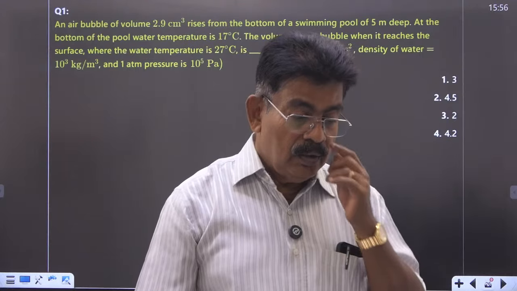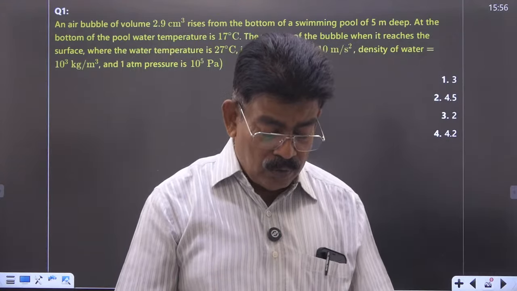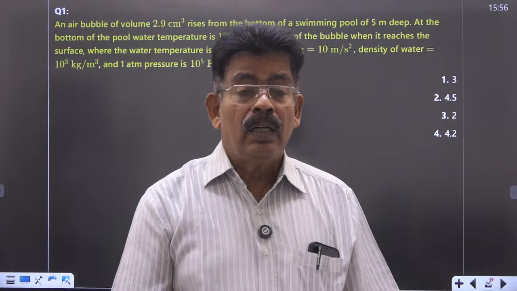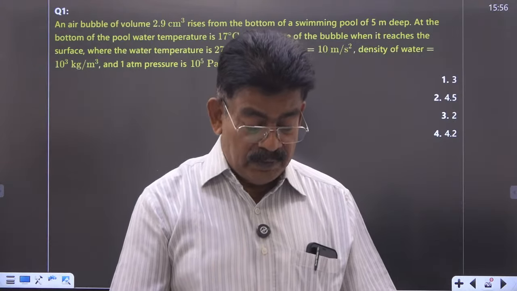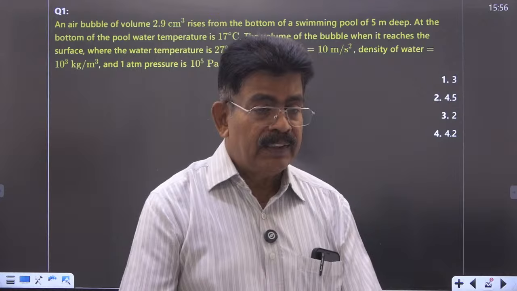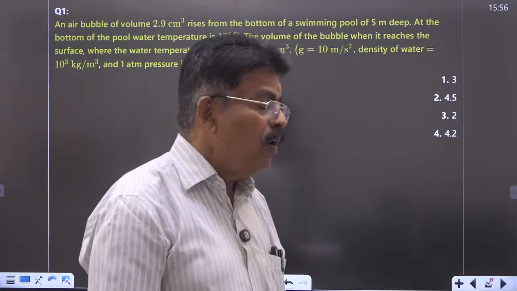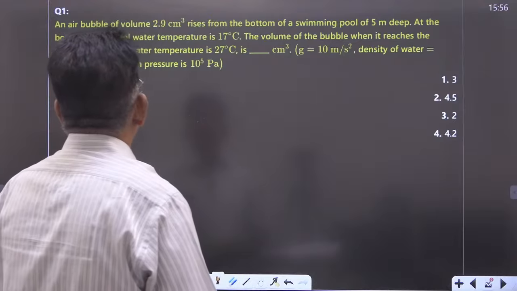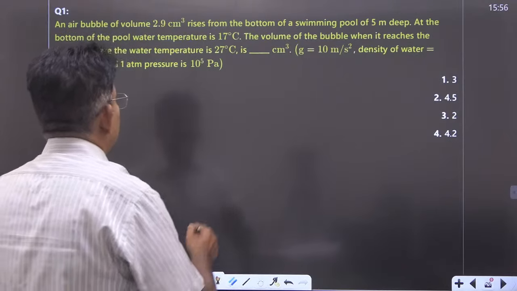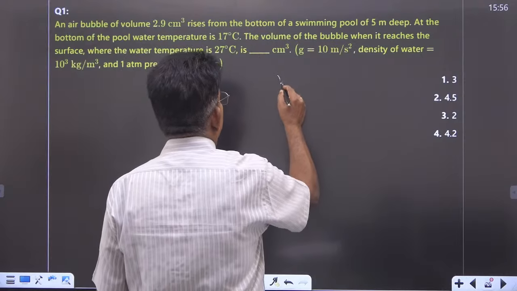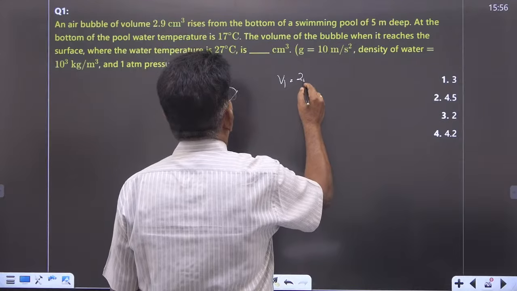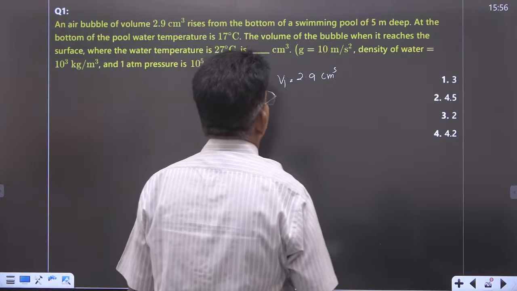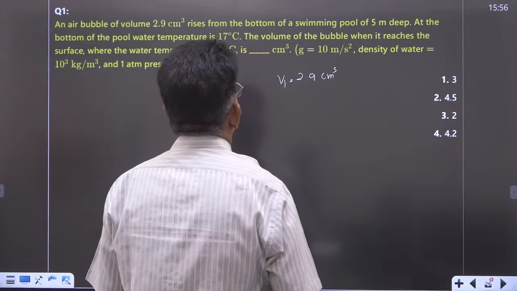Yes, students, good afternoon. We are now going to the 23rd January second shift paper. Question number 1: an air bubble, with initial volume, I am directly writing, 2.9 centimeter cube.